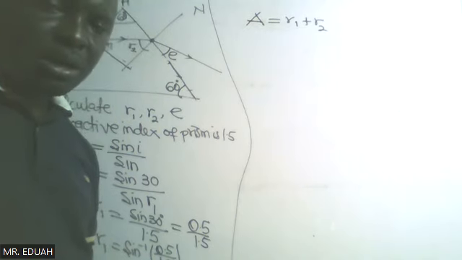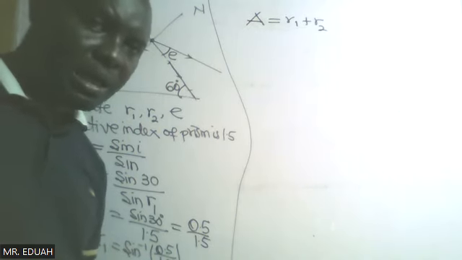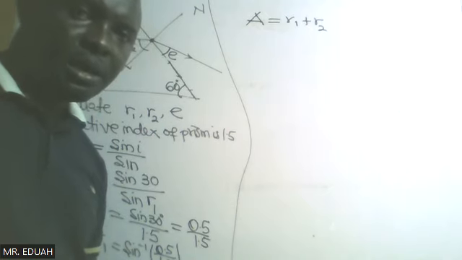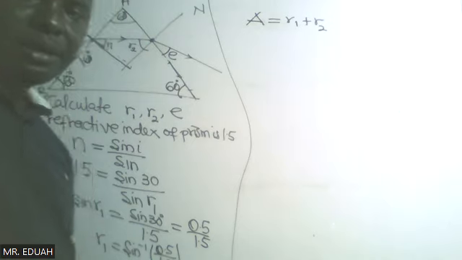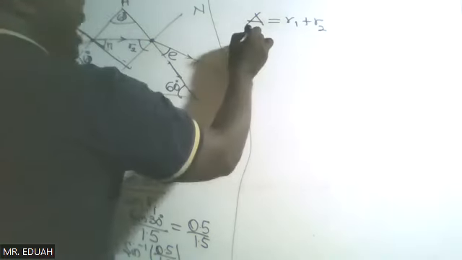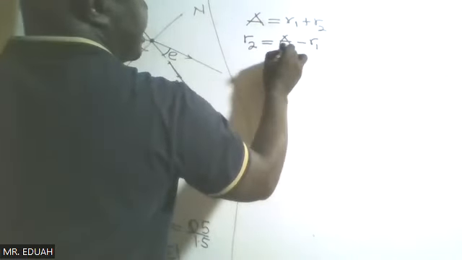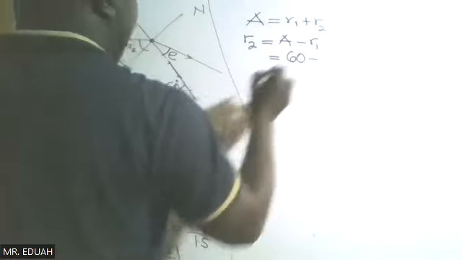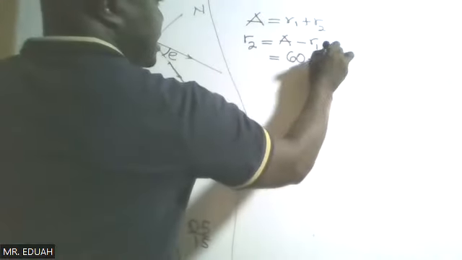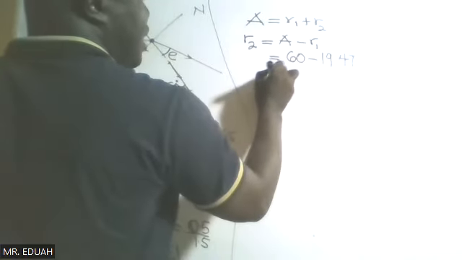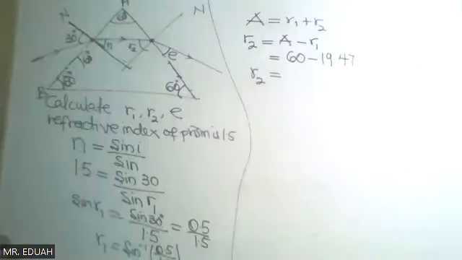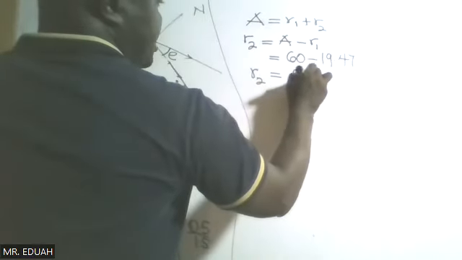Okay. Irene, are you okay? Yes. So R2 is equal to A minus R1. A is 60, minus R1 which is 19.47. Therefore, R2 is equal to, Akofala, what is R2? 40.53 degrees. 40.53.